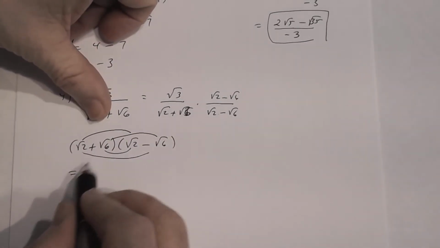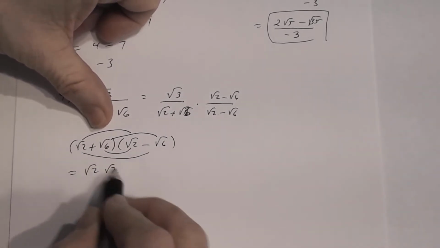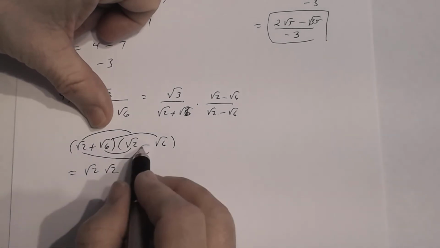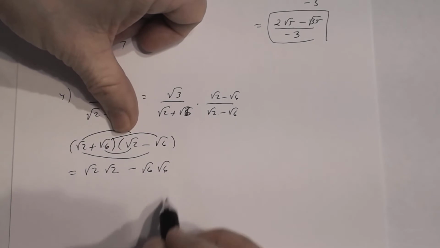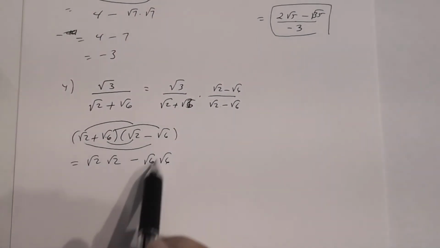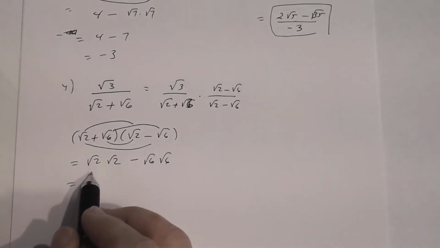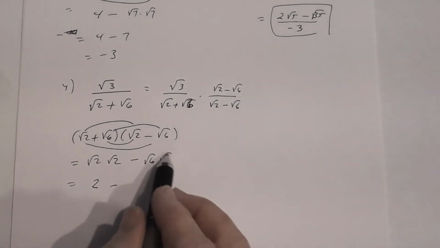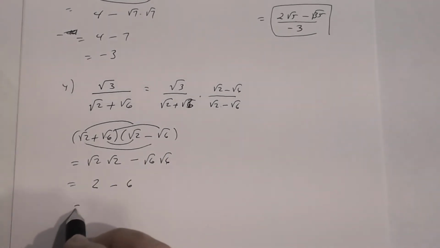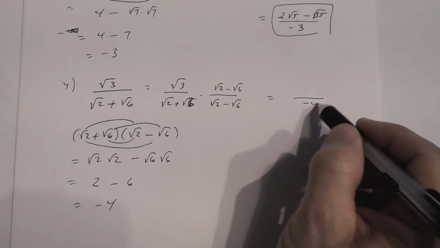So write it out. You're going to say the square root of 2 times the square root of 2. If you need to write it like this, you write it like this. Positive times negative is a negative, so you're subtracting the square root of 6 times the square root of 6. You see that? And so the square root of 2 times the square root of 2 is the square root of 4, which is 2, minus the square root of 6 times the square root of 6 is the square root of 36, which is 6. And so I get 2 minus 6, which is a negative 4. Okay? And so we get this denominator being negative 4.